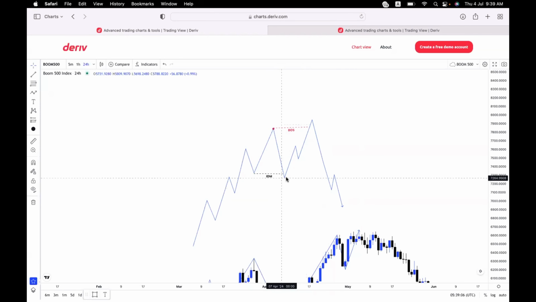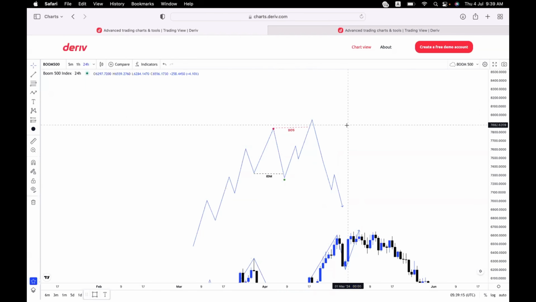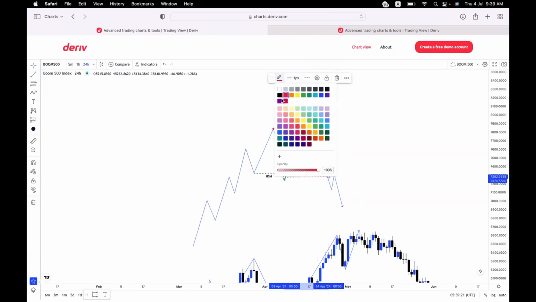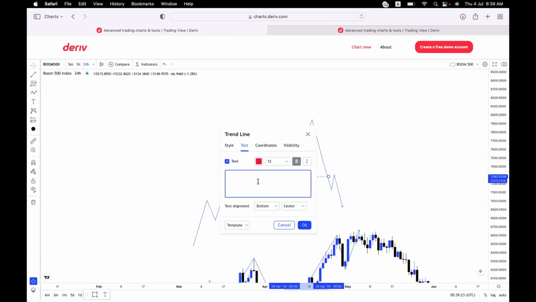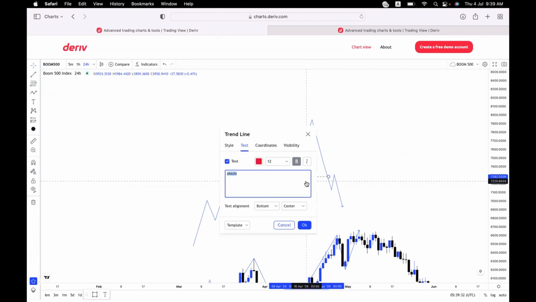And if price does not respect this previous lower high and it's broken, we call that a change of character, right? So after the change of character, what do you expect? We expect price to change direction from the bullish side and go to the bearish side, right? So we identify this as our change of character. Oh, this was a typo.